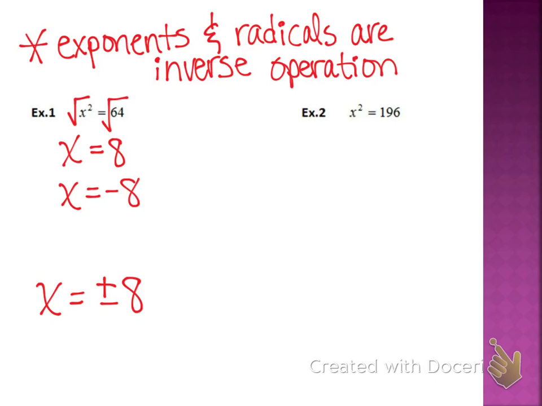All right, on example 2. What am I going to do to get x squared alone? Square root. Do it to one side. Do it to the other side. So if I take the square root of 196, what do I get for x? 14. Or we know we should have 2 answers. The other one is negative 14.